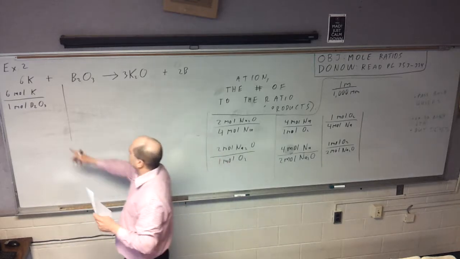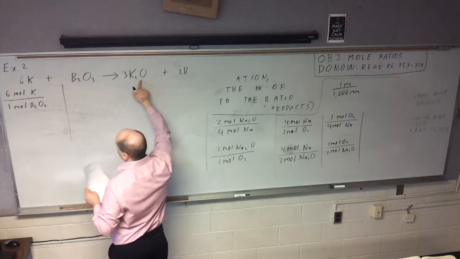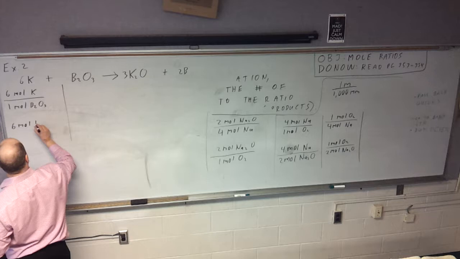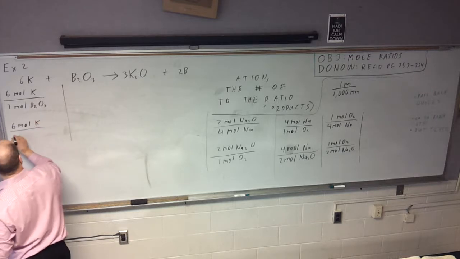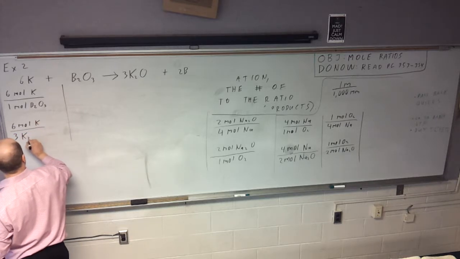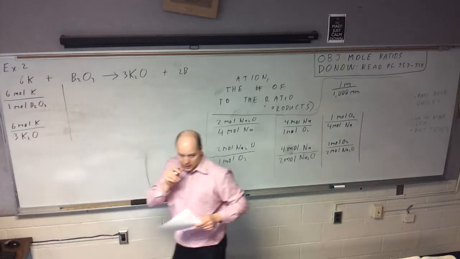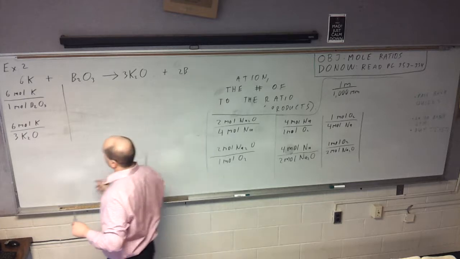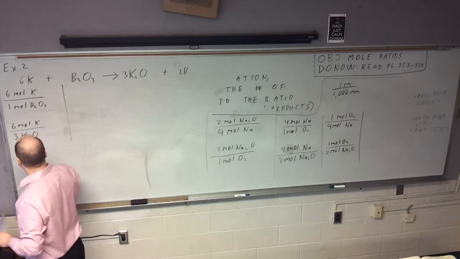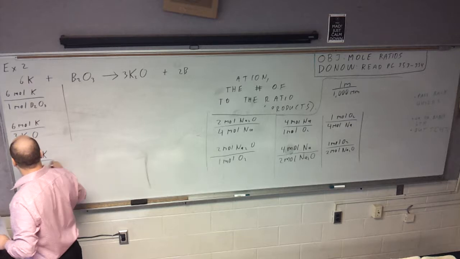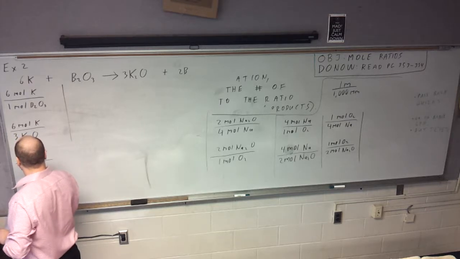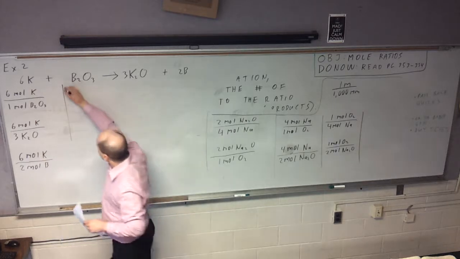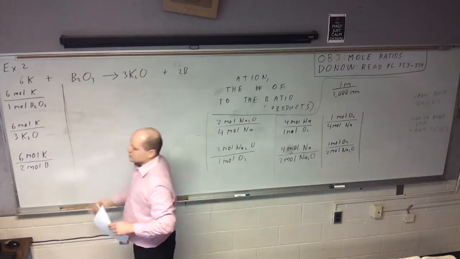And then we're going to do the ratio of potassium to potassium oxide. 6 moles of potassium over 3 moles of potassium oxide. And then we still got 1 more for potassium. We've got to do the ratio of this to boron. So we'll do 6 moles of potassium over 2 moles of boron. Obviously that simplifies to 3 over 1. All right, so that's the first 3.